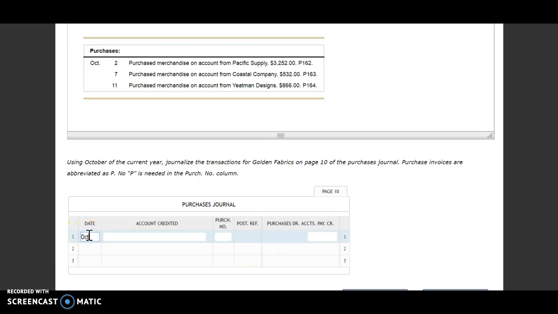So I'm going to start with my date for the first one, October 2nd. It says that we purchased merchandise on account from Pacific Supply, $3,252, purchase invoice 162. So account credited, I'm going to put the vendor's name.